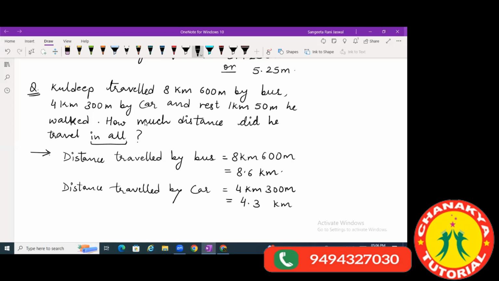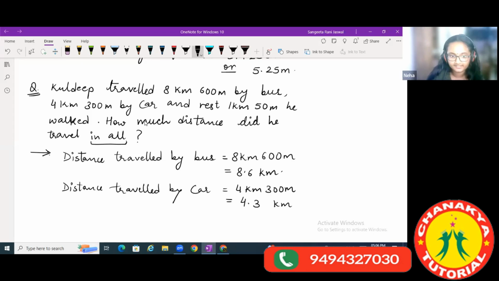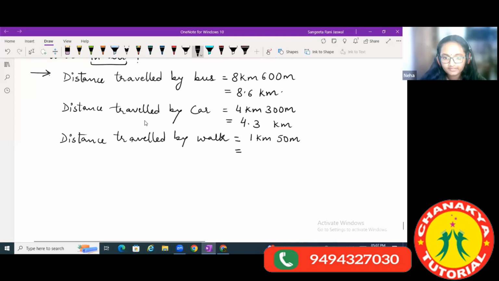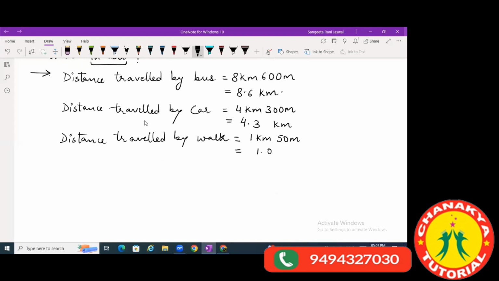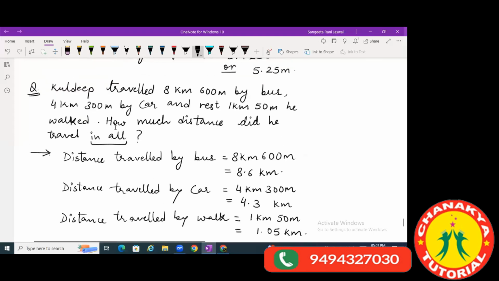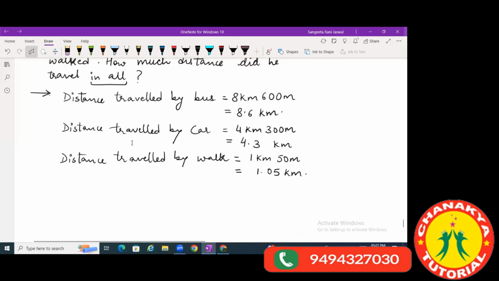Okay, Neha, tell me what will be the next statement. Distance traveled by walking. Very good. By walk, you can write. So that is 1 kilometer, 50 meters. Neha, now when I convert this to kilometers, what will I write? It will be 1.05 kilometers. Right?